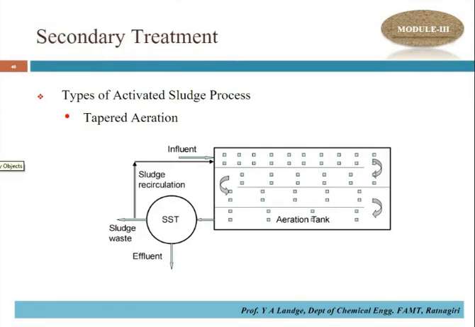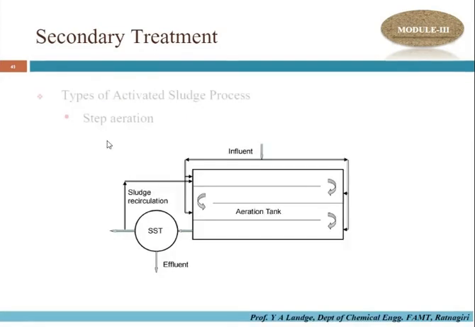After the tapered process there is another process that we can use, and the name is step aeration. Why are we doing this? We try to modify the processes so that whatever problems we face in the conventional one, we try to fix. So another process is what we call the step aeration process.